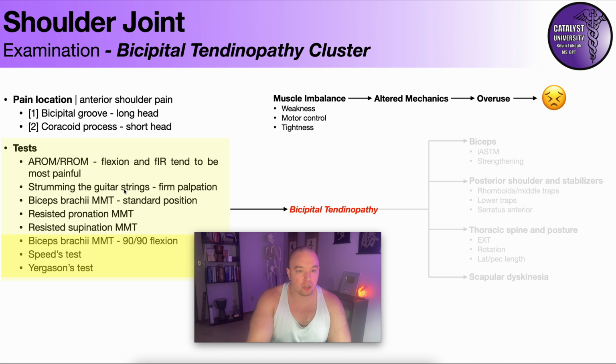And then I have what's called strumming the guitar strings. This is what I think about for palpating these tendons. And this is really more applicable for the long head tendon, which happens to be more common. So you find where that tendon is, the anterior shoulder. It might take a little bit for different people. You find that tendon and then you just strum over it like you're hitting a guitar string. If the patient says, "That's my pain, that's painful," in all likelihood, you're dealing with a bicipital tendinopathy, particularly of the long head here.